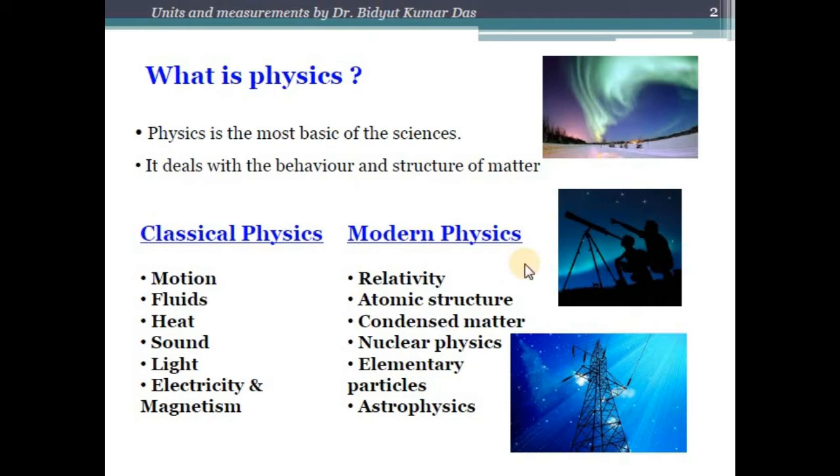The field of physics is usually divided into the areas of motion, fluids, heat, sound, light, electricity and magnetism, which is referred to as classical physics, whereas the study of relativity, atomic structure, condensed matter physics, nuclear physics, elementary particles, and astrophysics all belong to modern physics.